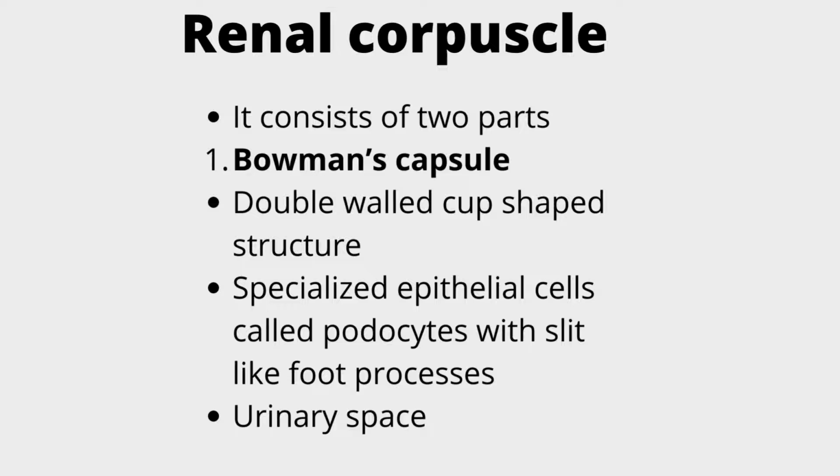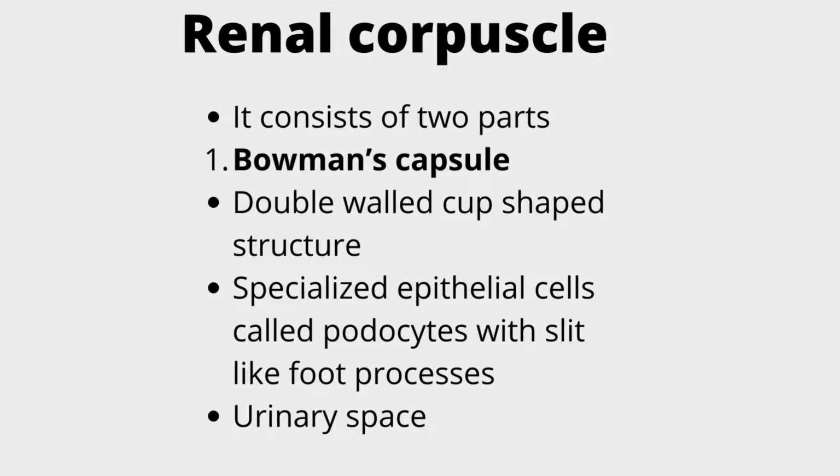Okay, so these epithelial cells are called podocytes, and they form slit-like foot processes. They have slit-like foot processes because they form slits between each other. Their foot processes interdigitate, and between them a slit is formed. Okay, now what is the urinary space?